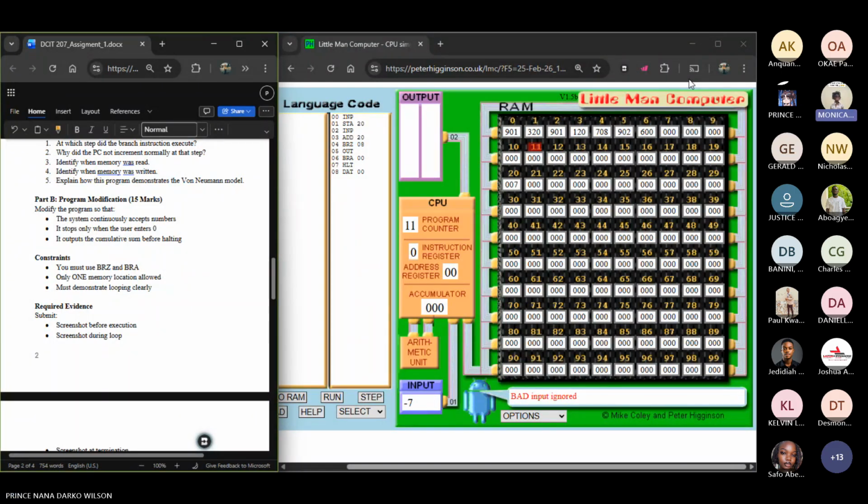Please, I didn't hear when you were talking about the BRC and the BRA. Did you say we should use one or we should use both of them? You are using both. It says "and", so you will use both. If you use one, it won't work. So you use both. It says use the BRZ and BRA. So you're supposed to use both of them. Okay.